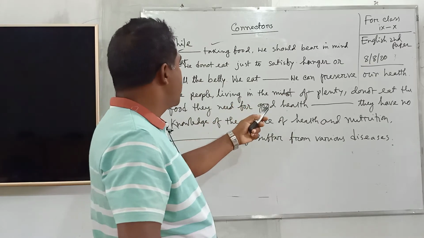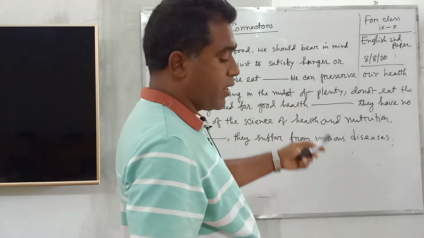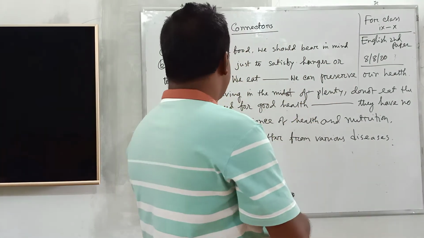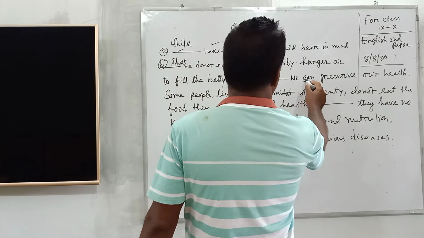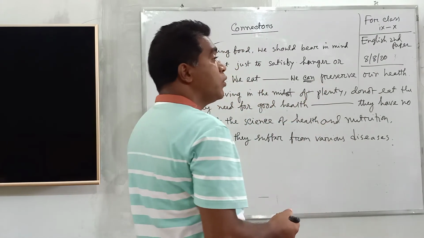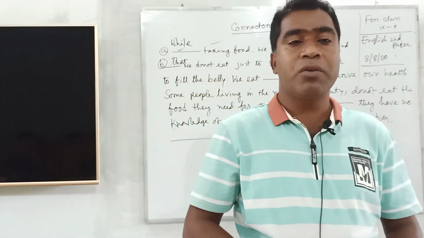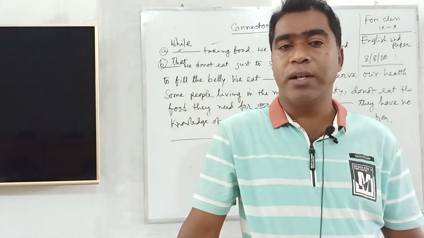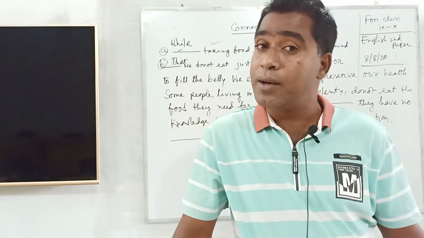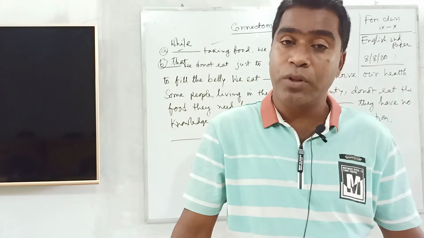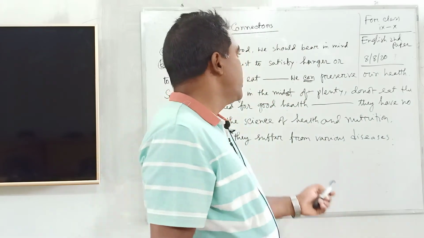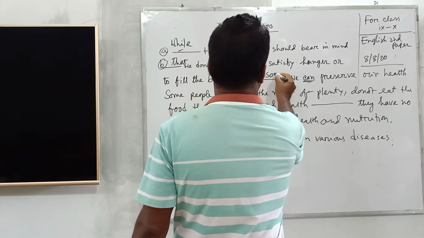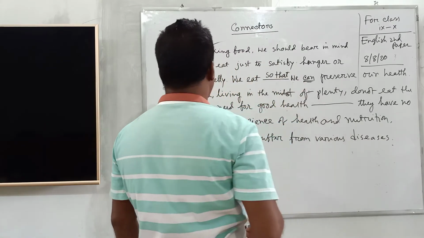We eat dash we can preserve our health. We eat dash we can. Here you should think it can. When we use can, if you think about the rules of so that, if we use the present tense here, we can easily suppose we eat so that we can live. Can you remember? So that, yes. So here we can use: we eat so that we can preserve our health.